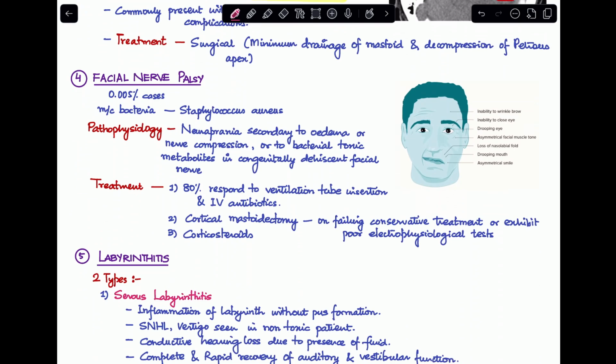This is very rare. It is seen in about 0.005% cases. The most common bacteria causing it is Staphylococcus aureus. The pathophysiology behind this is that neuropraxia happens secondary to edema or nerve compression or to bacterial toxic metabolites in a congenitally dehiscent facial nerve. And in these cases, the treatment usually involves putting in a ventilation tube and IV antibiotics. 80% patients respond to that. Cortical mastoidectomy is performed only in cases which are failing on conservative treatment or exhibit poor electrophysiological tests. And third, corticosteroids have also been used.